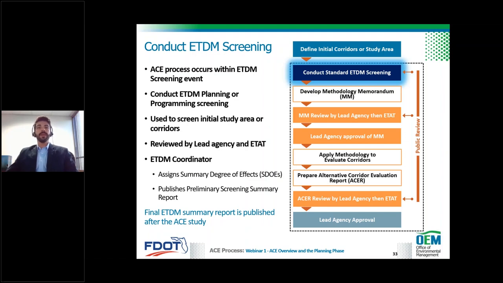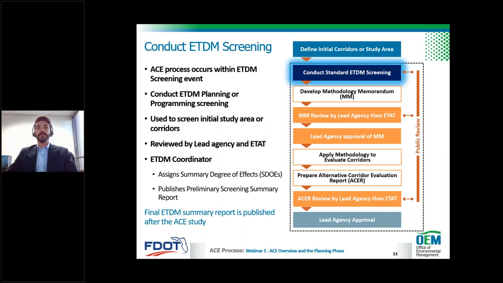Okay, so now that you have your corridors identified or you have a defined study area, the next step is to screen them. For this overview presentation, just know that the ACE process occurs within the ETDM screening event, whether a planning screen or a programming screen, as Ted was talking about earlier. It starts with a standard ETDM screening. Afterwards, 2 ACE deliverables are reviewed in the ETDM environmental screening tool. And then the ETDM screening event is finalized after the ACE study is approved.